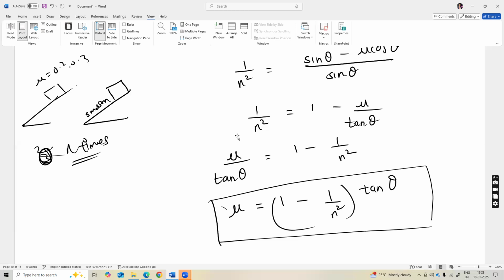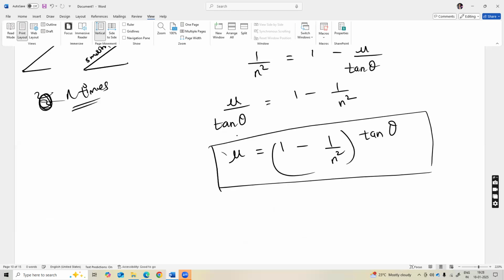So in our case they have given theta is equal to 45, so tan 45 is 1, so therefore mu is equal to 1 minus 1 upon n square. Have you understood this part?